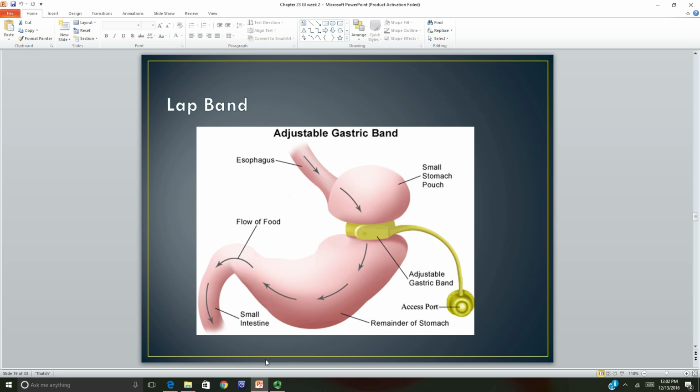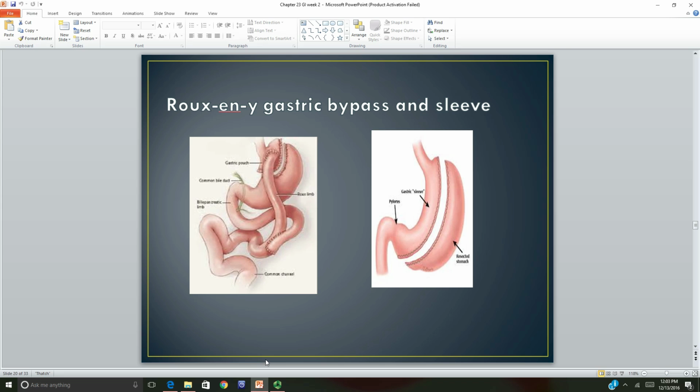The most common is the lap band. They're not used as much now. Gastric sleeves and gastric bypasses are more common. The Roux-en-Y gastric bypass is performed to bypass the distal stomach and reestablish continuity from the stomach to the jejunum. A large portion of the stomach is bypassed and a gastric pouch is created. The anastomosis between the pouch and the jejunum reduces the amount of food absorbed by the body.